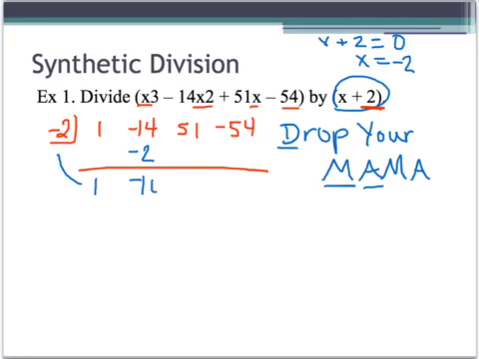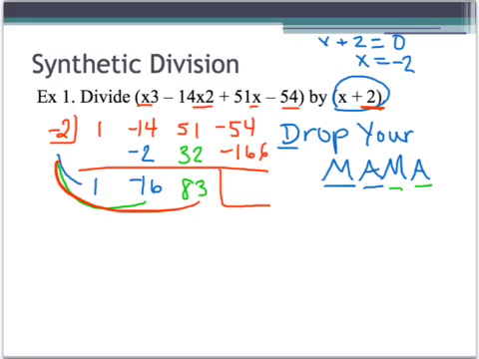I get -16. Now I'm going to multiply again. -16 times 2, I get 32. I'm going to add, and I have 83. And then I'm going to multiply again, and I get -166. Now the last number that we get when we do addition is always a remainder.